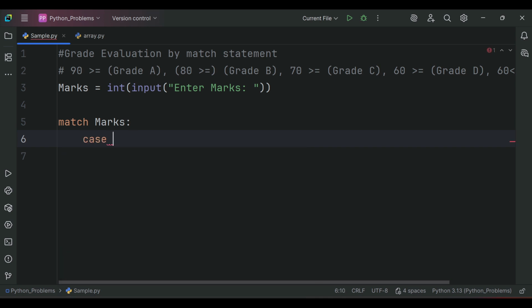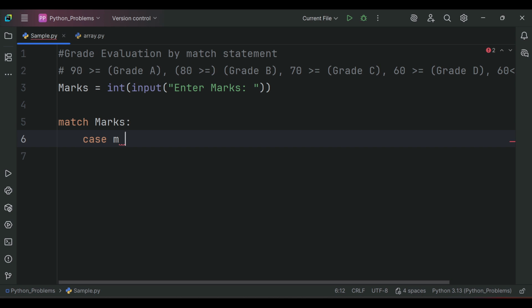See, for matching purpose, here we won't take marks as a case. Instead of marks, here we are taking one variable, any random variable. Here I am taking that variable as small m. Here small m is the matching case.